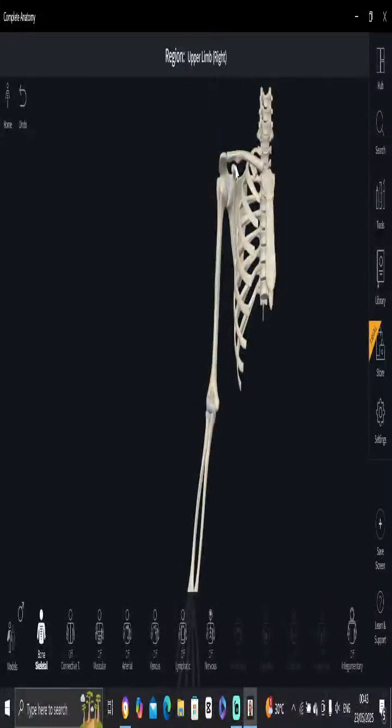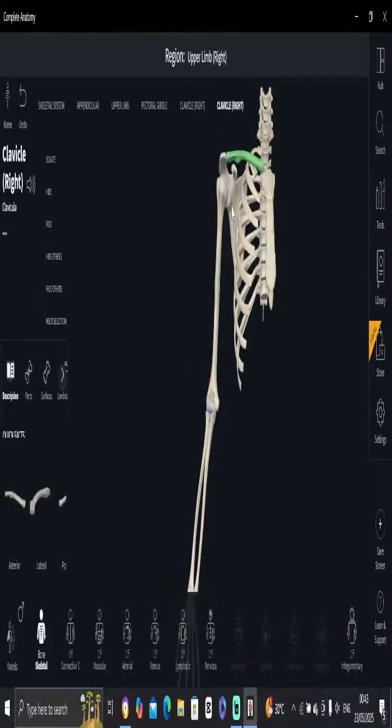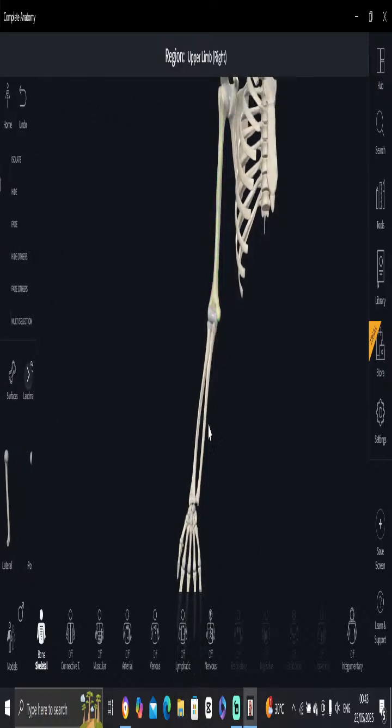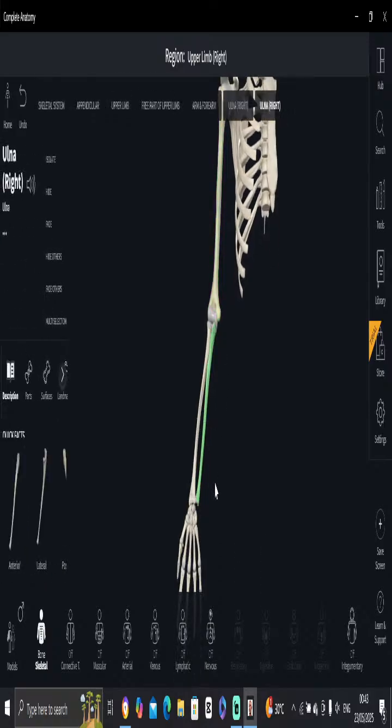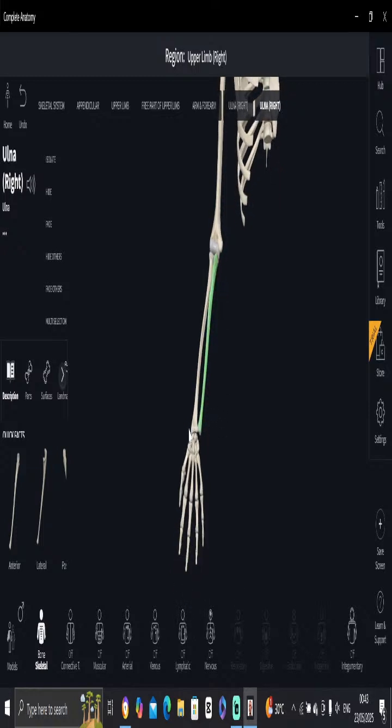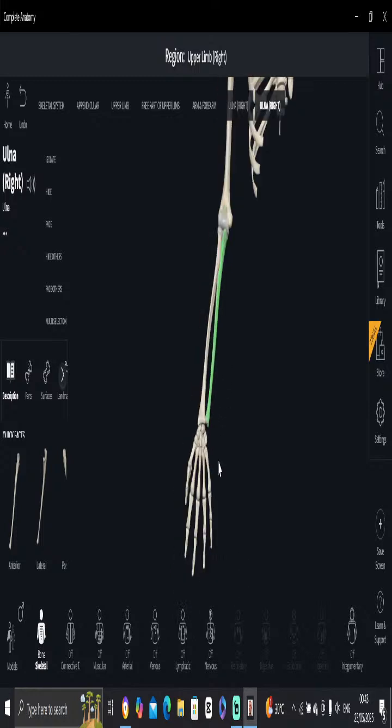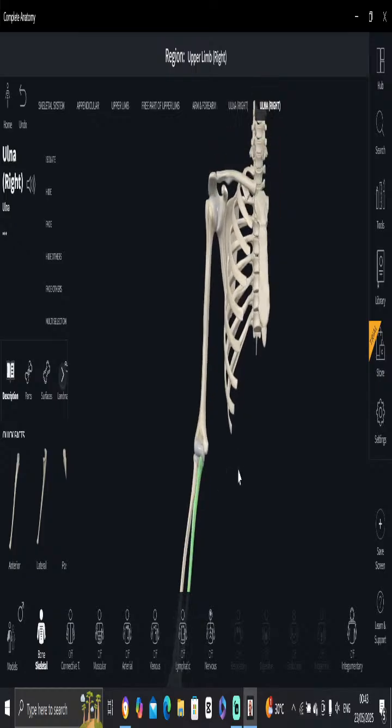Just as I mentioned, we have the clavicle, the second bone is the scapula, and we have the humerus making the third bone. Then we have the ulna and the radius. Then we have the 8 carpal bones, the 5 metacarpals, and the 14 phalanges.